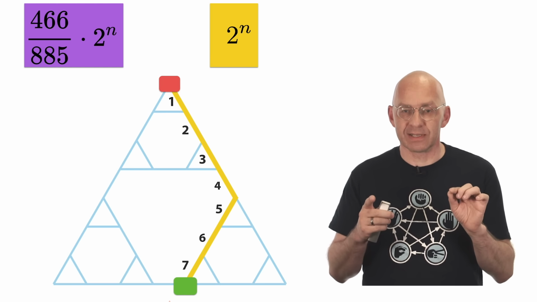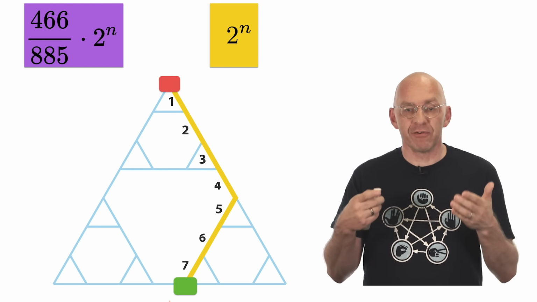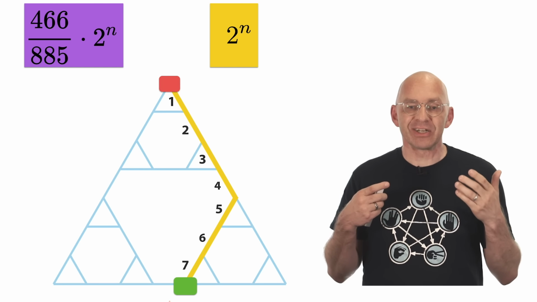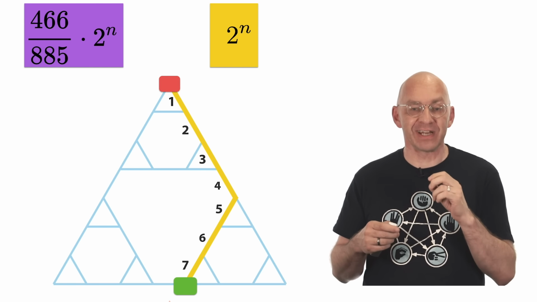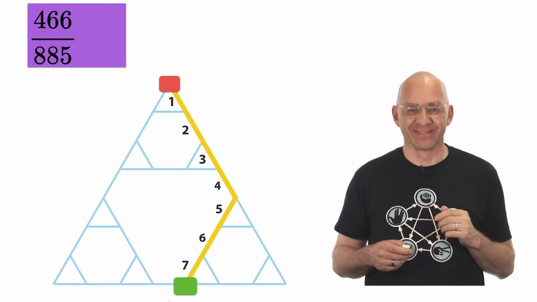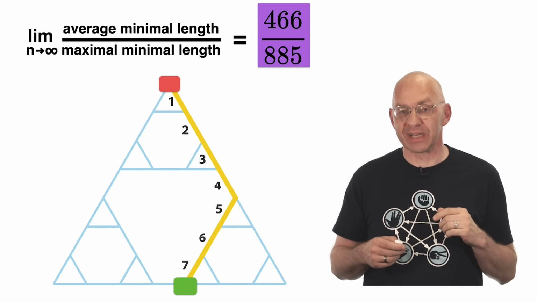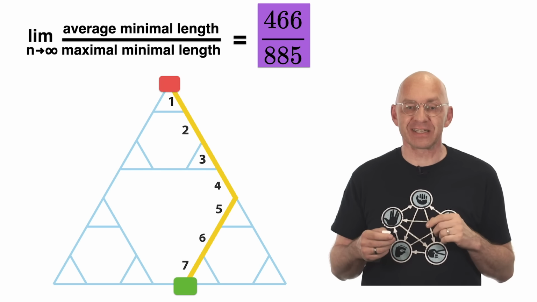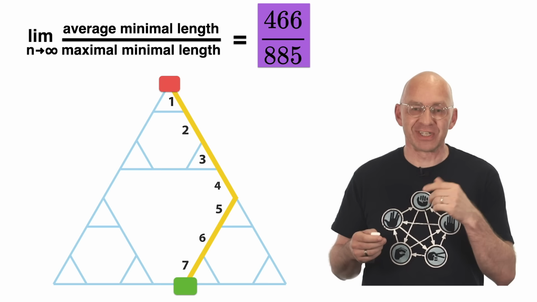So what this tells us is that given a large number of disks, the average minimal length is approximately 466 over 885 of the maximal minimal length. And this makes 466 divided by 885 into something like the Hanoi constant. Yep, 466 divided by 885. Pretty bizarre, isn't it? I'm sure you didn't see that one coming.